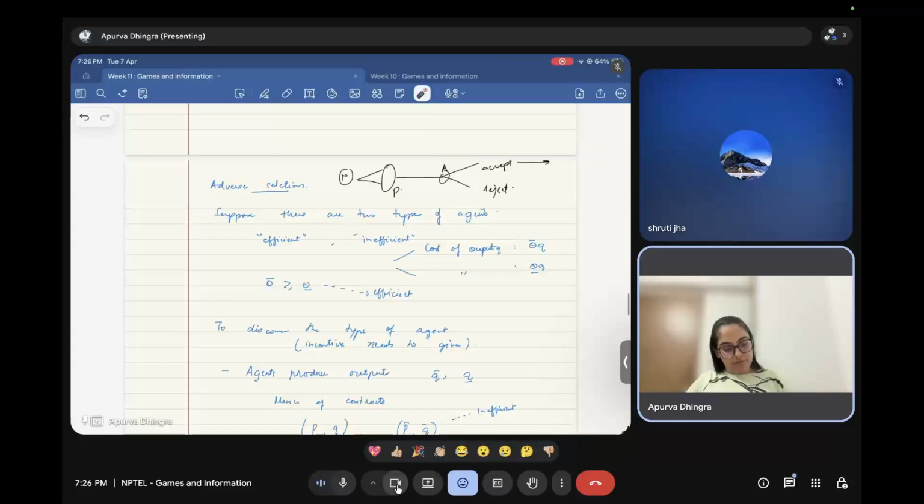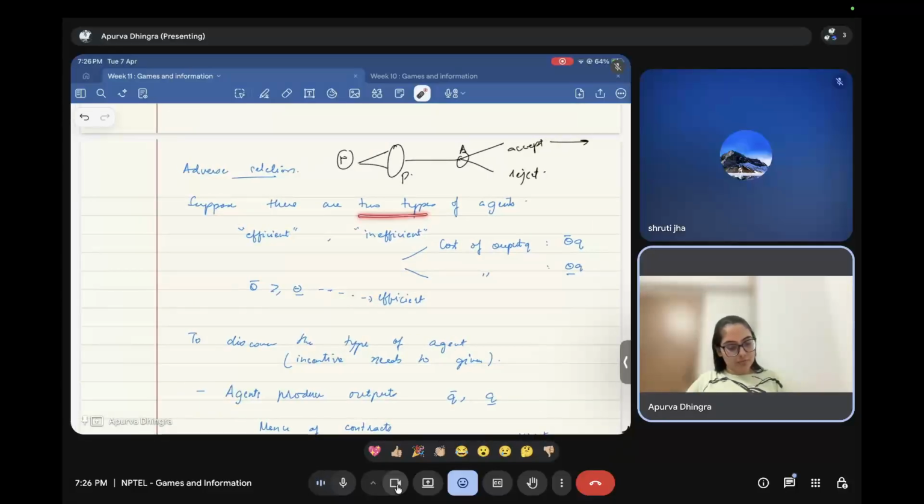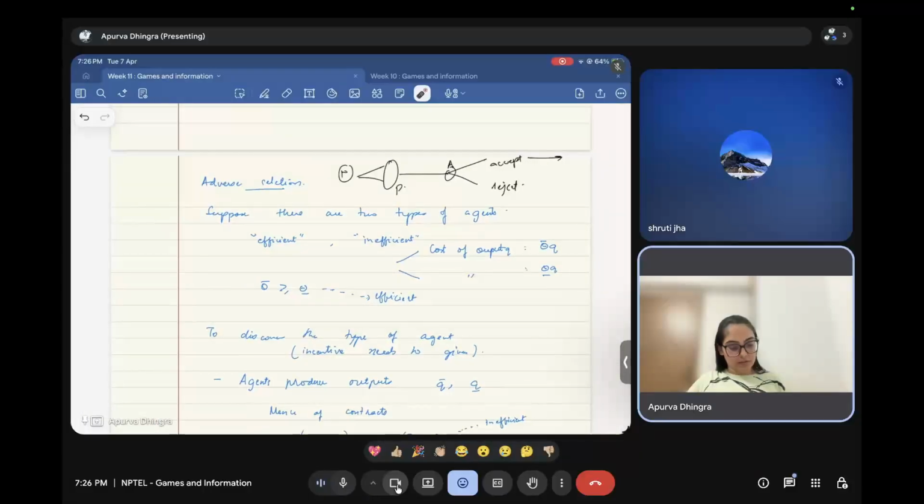Or, in other words, let's take an example. Say there is an agent with two types: one is efficient, the other is not efficient. They'll both have a cost of producing some output. Let's say the output they're producing is the same, both producing Q. One has cost theta bar of Q and the other theta underscore Q. Let's say this is the efficient one, meaning this cost is less; it wastes less time or something of that sort.